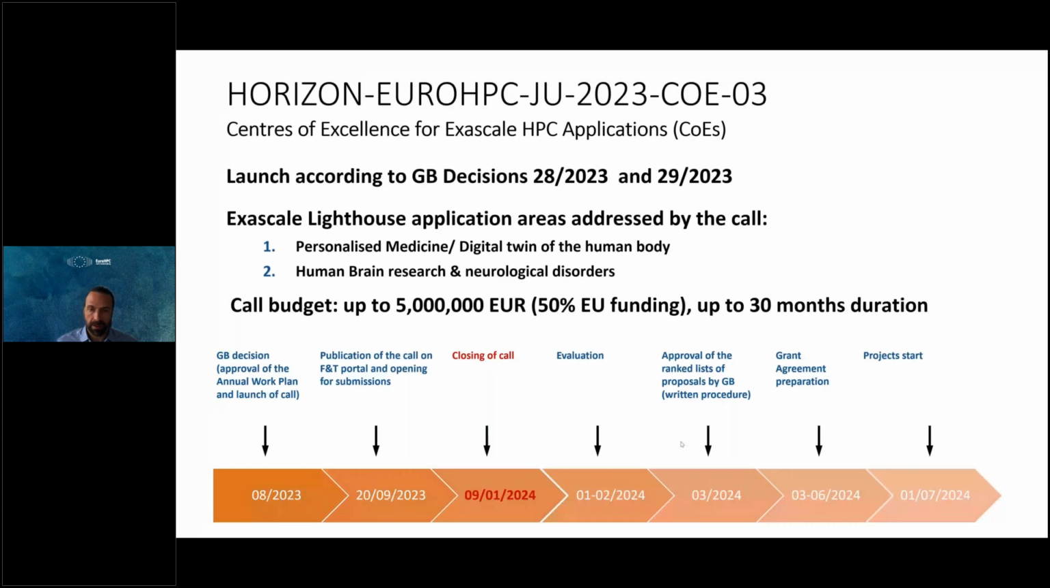So we expect to fund 2 projects within this call with a budget of up to 5 million at a funding rate of 50% EU funding. And you can also see the timelines: the call is currently open for submission of proposals, and it will close by the 9th of January, such that we can expect the 2 selected grants to start by the 1st of July in 2024.